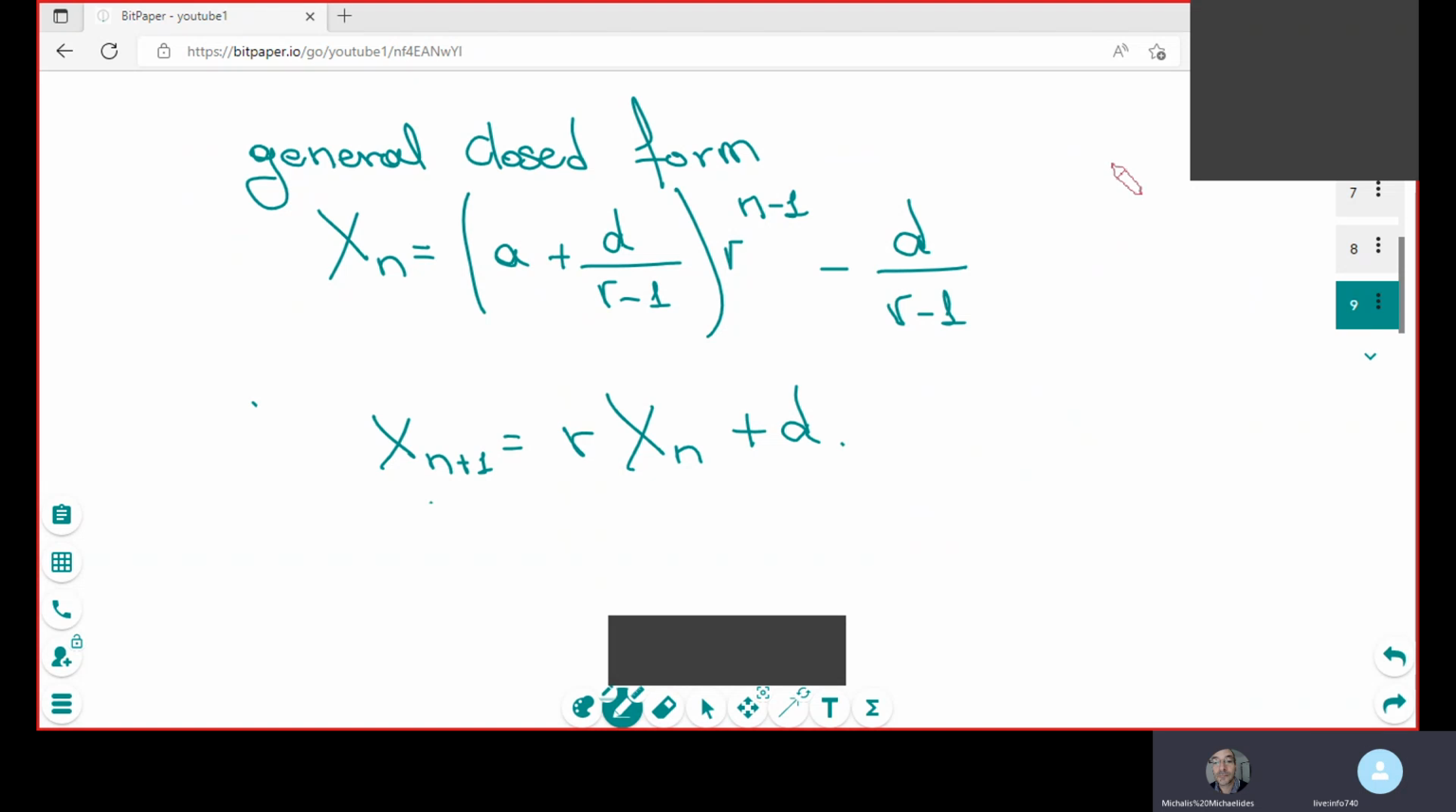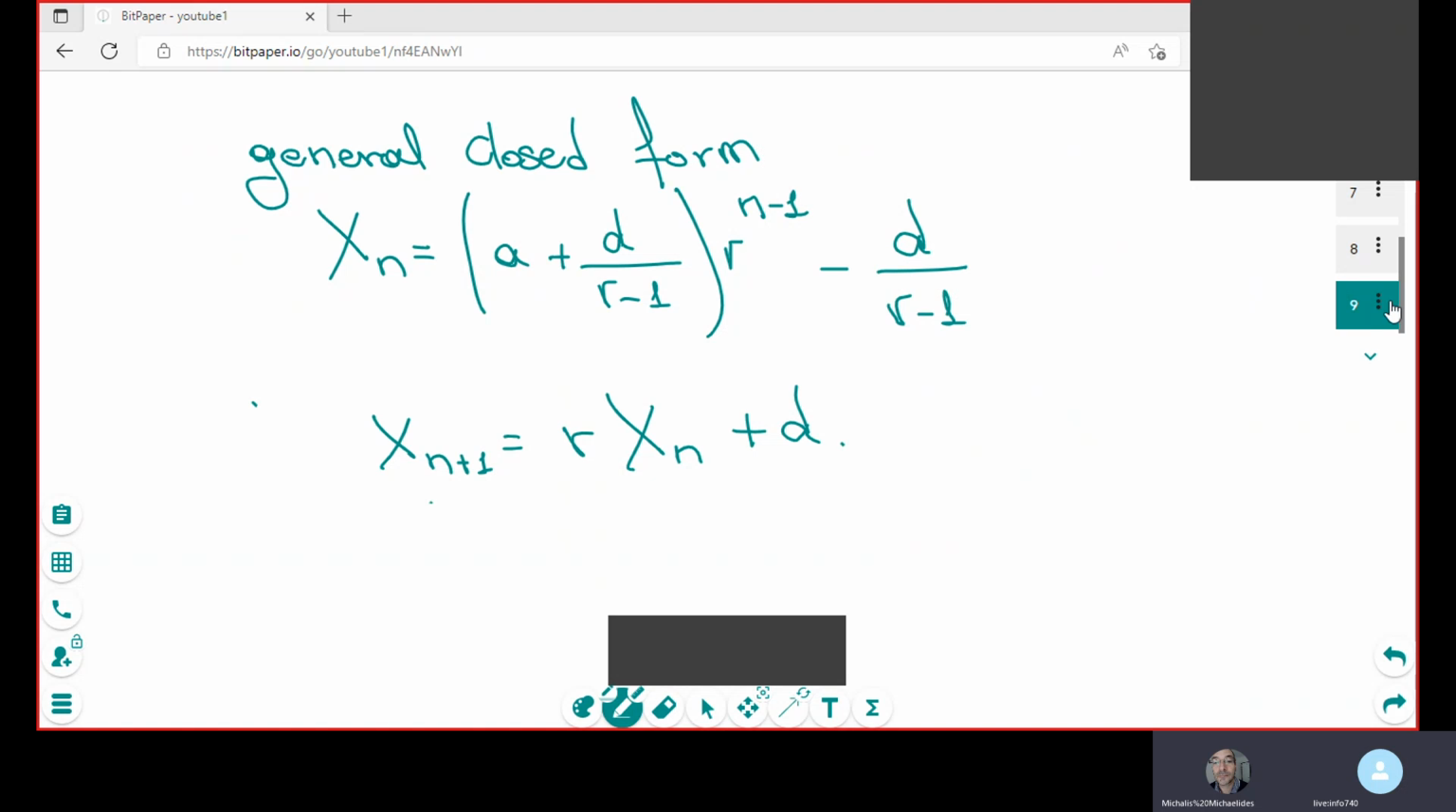The formula of the recurrence sequence is the one you see above the line here: in brackets a plus d over r minus 1, bracket, r to the power of n minus 1, minus d over r minus 1. So this is the formula that we need to use. But I need to find what is the a, what is the d, and what is the r. So I need to enter into this formula and get the formula.